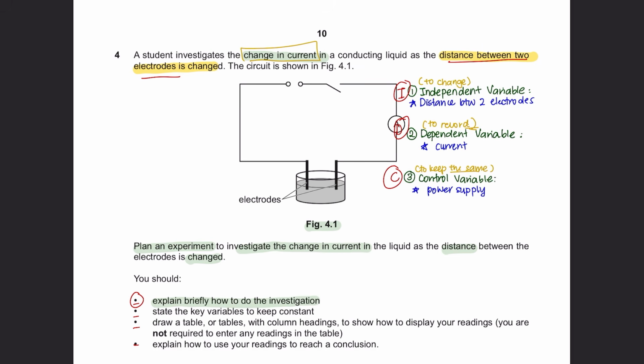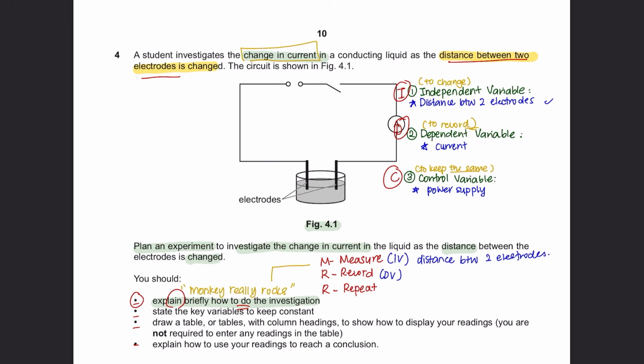When you are asked to explain how to do the investigation, please remember this. I have come up with a method called Monkey Really Rocks, MRR, which stands for Measure, Record, and Repeat. So when you have to explain how to do the investigation, make sure you have these three keywords. You are going to measure your independent variable, which is the distance between the two electrodes. Next, you have to record your dependent variable, which in this experiment is your current.